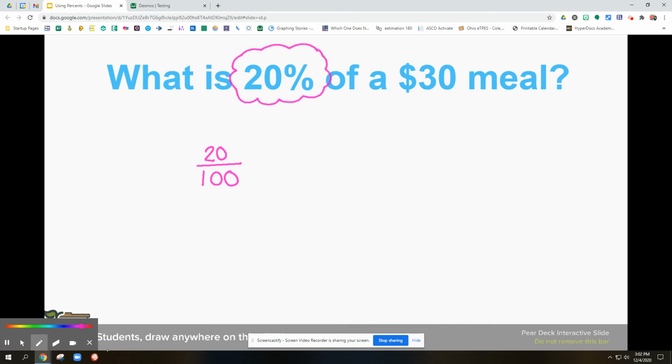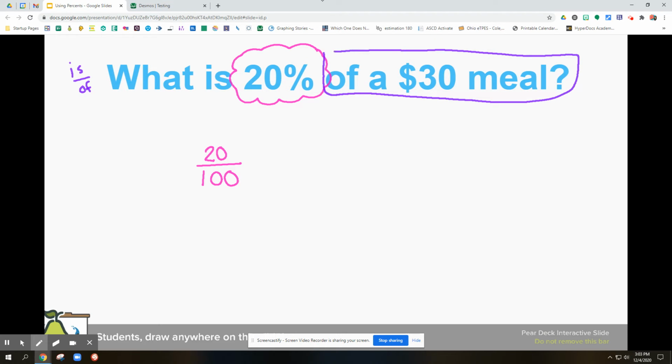The next thing that I look at is my is and my of. Remember, it's always is over of. It is helpful sometimes in the corner of your papers to write is over of, just to keep you understanding that of is your total and is your part. So if I look at my question, I see after the word of, I have of a $30 meal. So I have the total. The total of the meal is $30. What I don't know is the is. What is 20% of 30? Well, we're going to figure it out, but for now we have to put an x there because that is the quantity that we're missing. That is what we need to figure out.